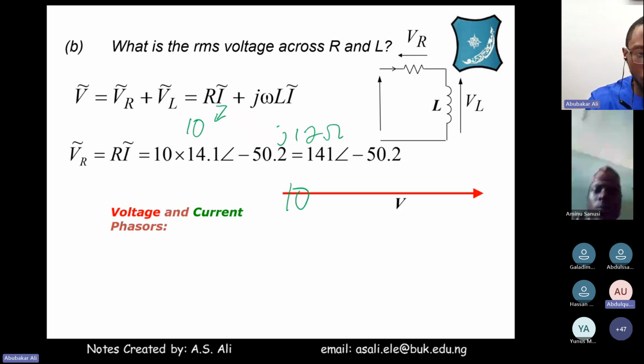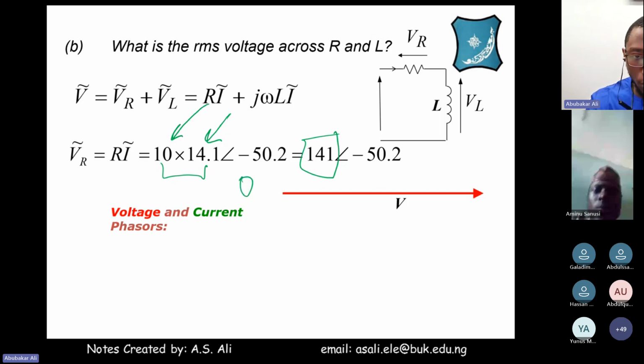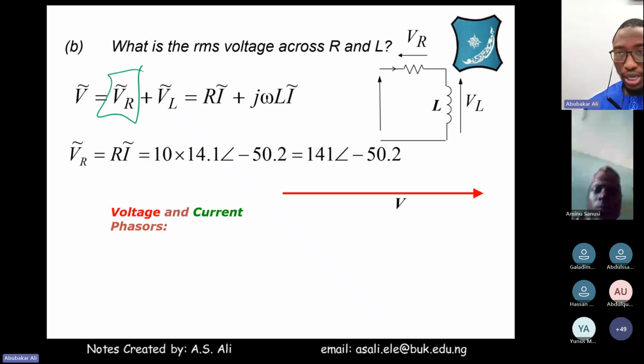So the voltage across the resistor is nothing but that 10, which is the R value, times 14.1 angle minus 52. So it's just this times this, which is 141. And the angle is what? We are adding the angle of R, which is 0, plus the angle of this, which is minus 52. So we are still in the same phase. Now we are done with VR. We can also calculate VL. We know this part is 12 ohms, j, and now we can also multiply it by I.